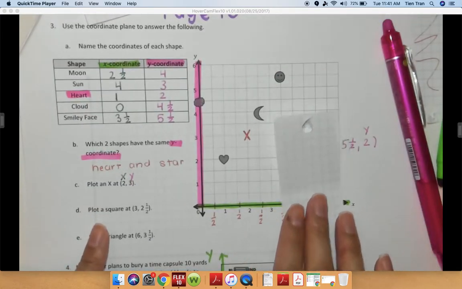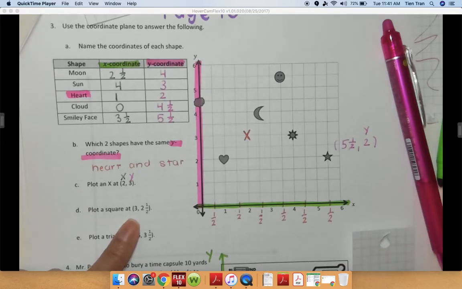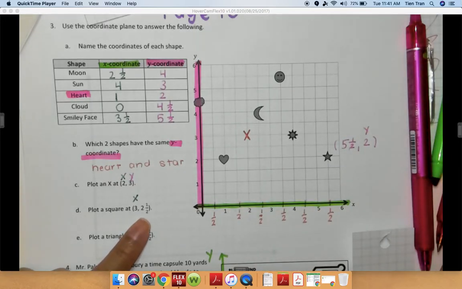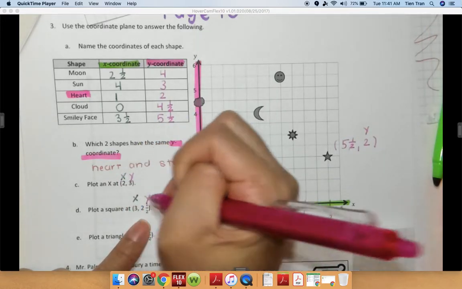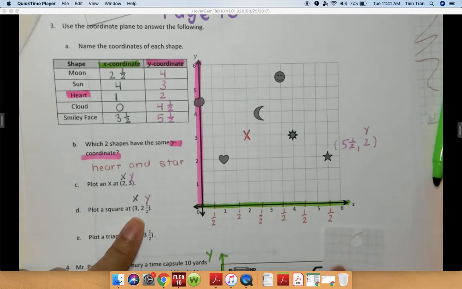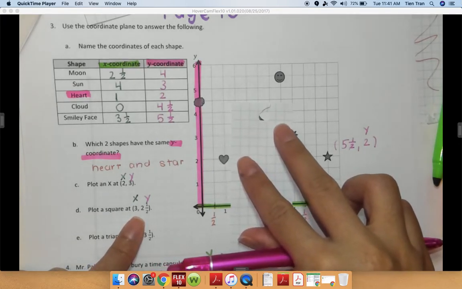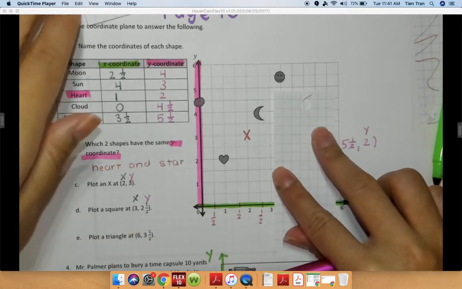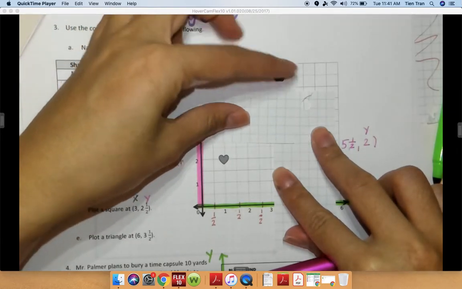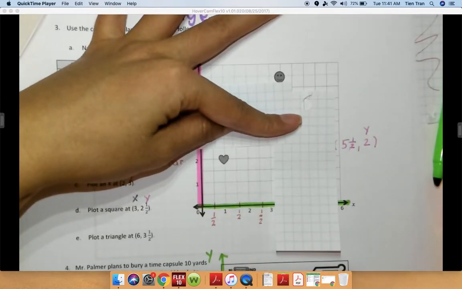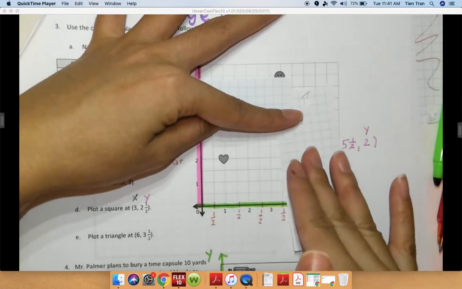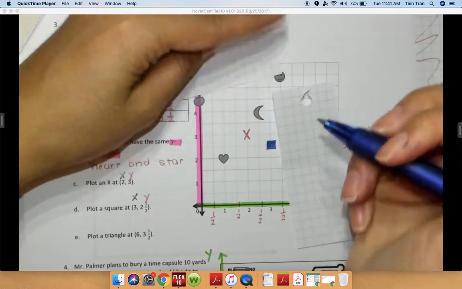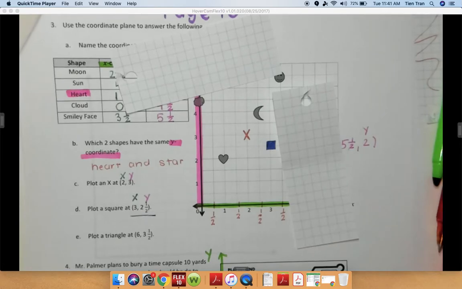The next one, problem D, asks you to plot a square at 3 and 2 and 1/2. So the 3 is the x-coordinate, and the 2 and 1/2 is considered the y-coordinate. So I'm going to look at 3. So I'm moving over to 3, and I stop at 3 right here. And then I'm moving up 2 and 1/2. So this is where it stops at 2 and 1/2. So that's where I'm going to plot my square. So I'm going to draw a square right there at that coordinate. Okay. I'm going to draw a little line so you guys know.